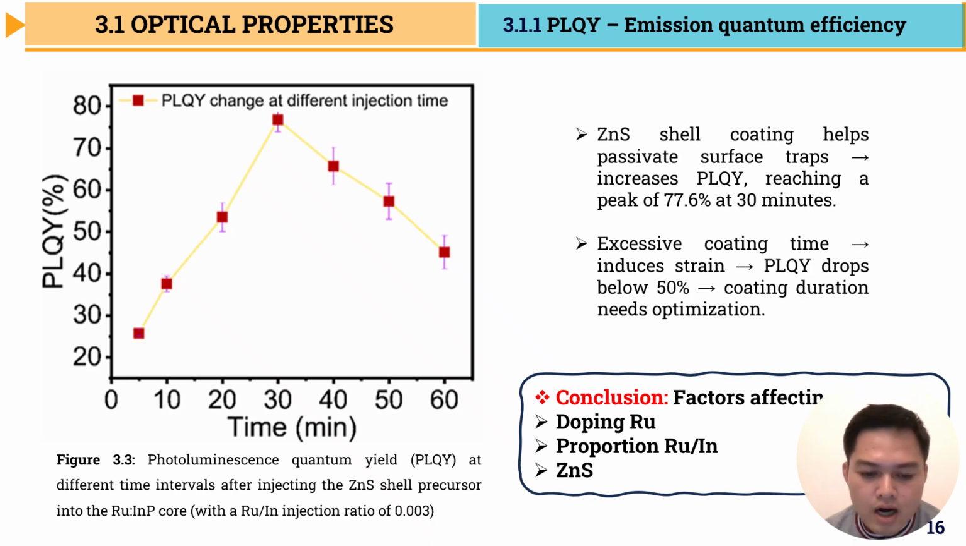This slide shows how zinc sulfide coating time affects the PLQY. The PLQY increases rapidly and reaches 77.6%, and 30 minutes of longer coating time causes strain and reduces the PLQY to below 50%. The best performance depends on the ruthenium to indium ratio and optimizing the shell time.